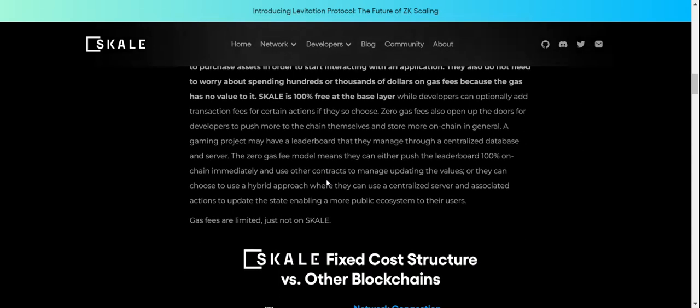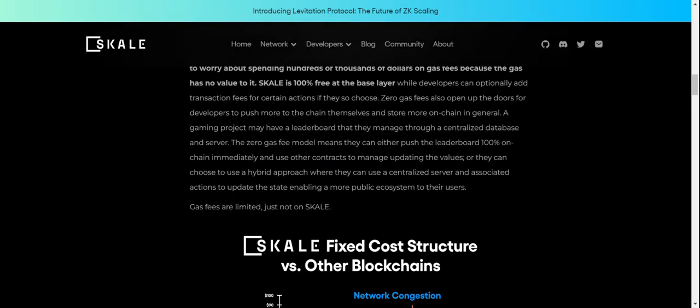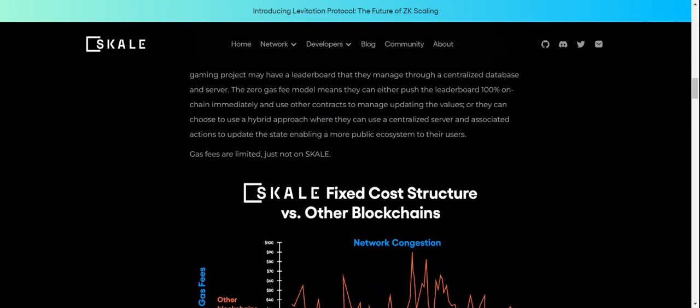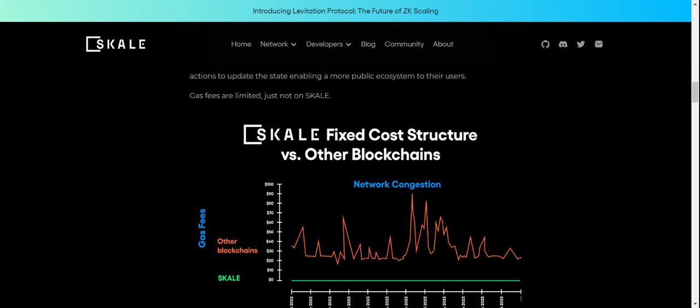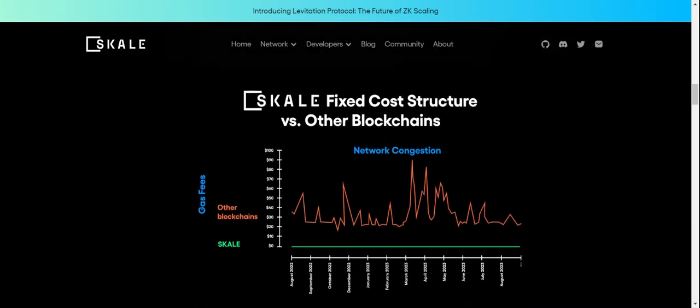If you see gaming project wey dey get leaderboard, dem dey manage through a centralized database and server. The zero gas fee model mean say dem fit push the leaderboard go 100% on the chain immediately and use other contracts to manage updating the values, and dem fit also choose to use hybrid approach where dem fit use a centralized server and associate action to update the state wey dey enable public ecosystem to their user. The gas fee dey limited, no be only just on scale. So if you see dis picture you go see sey dem talk say scale fees cost structure versus other blockchain.